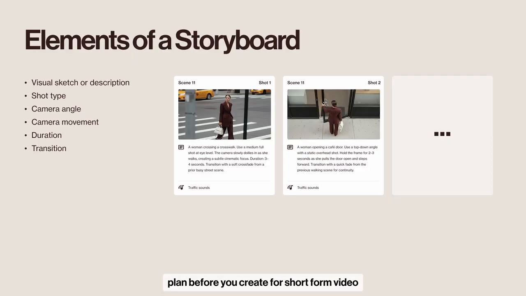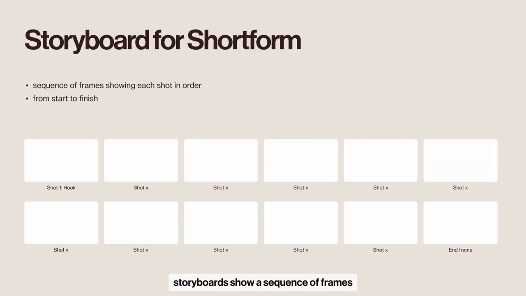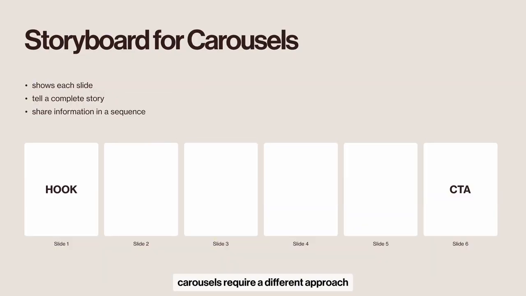Plan before you create. For short-form video, storyboards show a sequence of frames displaying each shot in order. Depending on your video length, this might be 5 to 15 different shots. You're planning the flow from start to finish, how each moment connects to create a cohesive narrative or message. Carousels require a different approach. Each of the 5 to 10 slides tells part of a complete story or shares information in sequence. Every slide needs to make sense on its own while flowing naturally to the next. The storyboard helps you see if the progression works, and if any slide feels out of place.